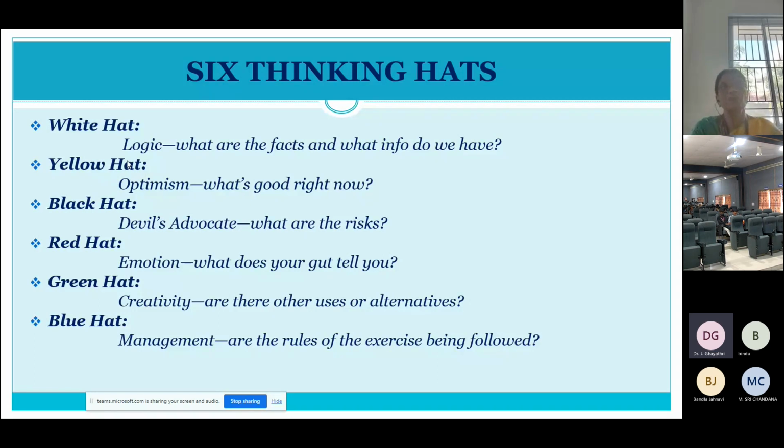Yellow hat means optimism: what's good right now? Then black hat, the devil's advocate: what are the risks you have to think about? Then red hat, emotion: what does your gut tell you, what is your intuition? Then green hat, creativity: what other uses or alternatives can you give? Then blue hat, management: the rules of the exercise to be followed. So these are the six thinking hats you have to follow in design thinking.